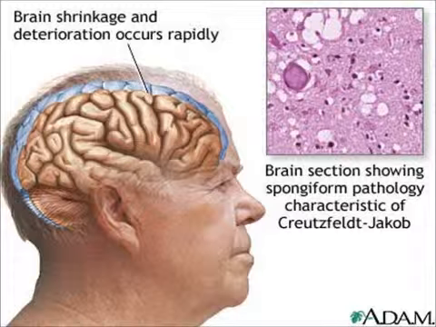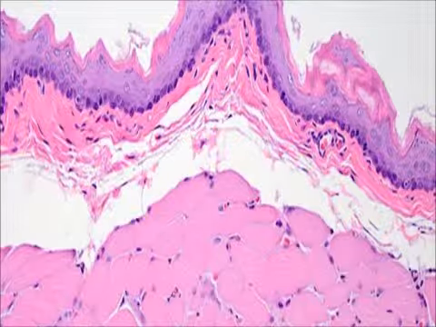Creutzfeldt-Jakob disease, CJD, is a rare, degenerative, invariably fatal brain disorder. It affects about 1 person in every 1 million people per year worldwide. In the United States, there are about 200 cases per year.